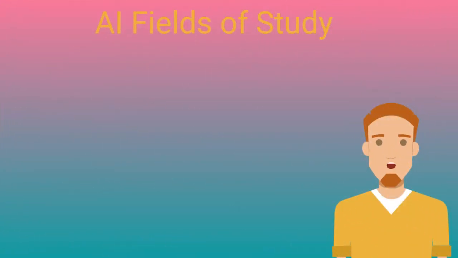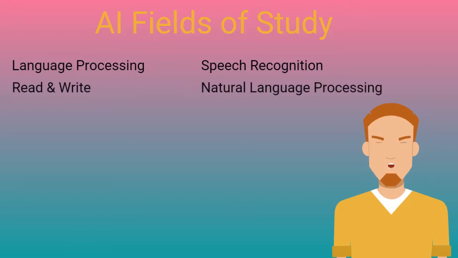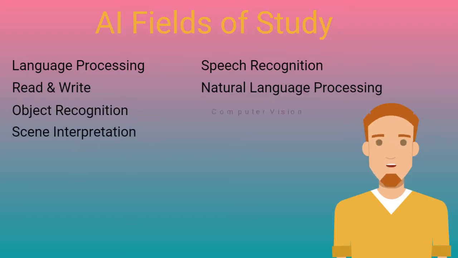There are many different fields in AI, with each one focusing on a single aspect of human intelligence. Humans can communicate with language, which has led to speech recognition. We can read and write, which results in natural language processing. People can recognize objects and interpret scenes, which has developed computer vision and image processing.